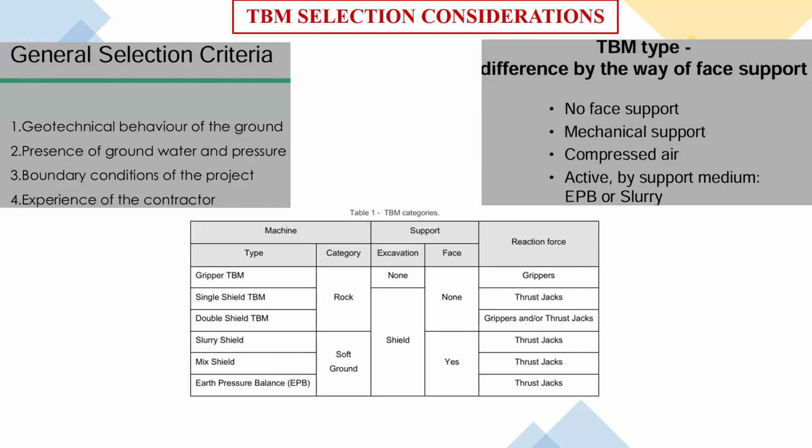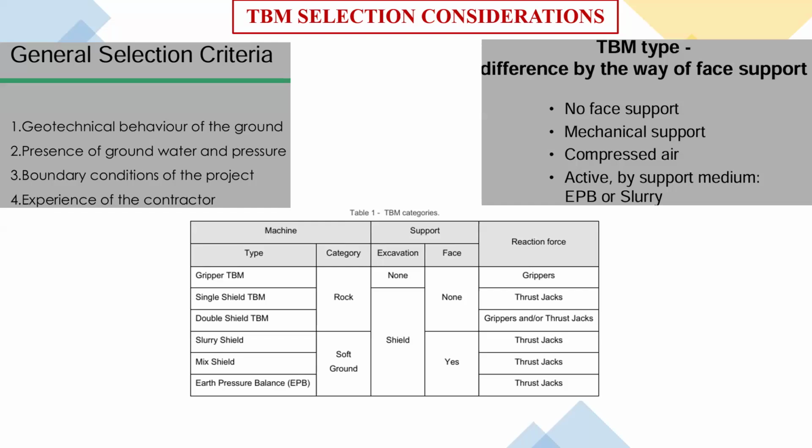Okay. Now, how do I select a particular machine? How do I know whether I need an EPB machine, a slurry machine, or a hard rock TBM machine? So first of all, the main thing is the geotechnical behavior of the ground. Before any TBM selection for a project, the client or the TBM supplier mostly relies on the geological L-section.